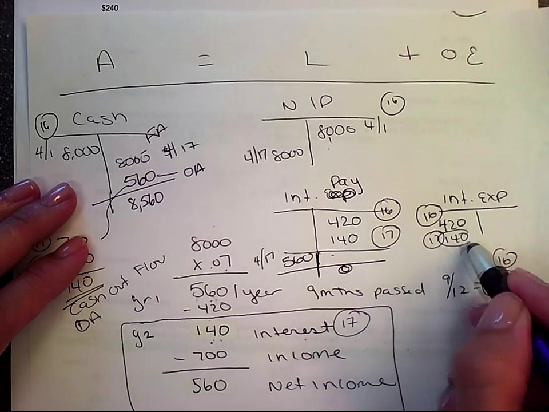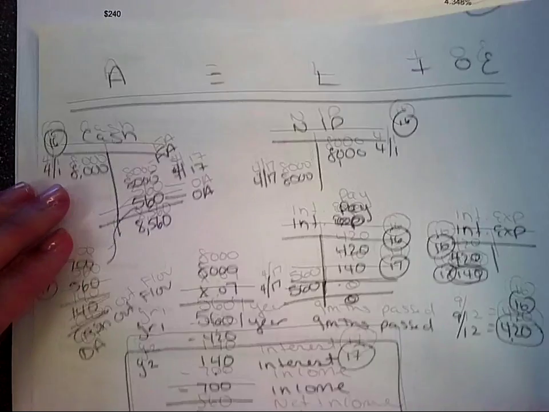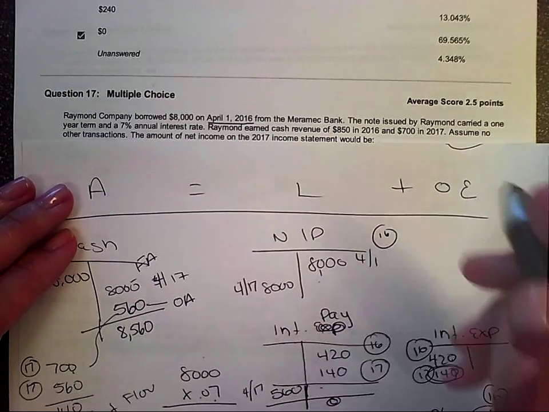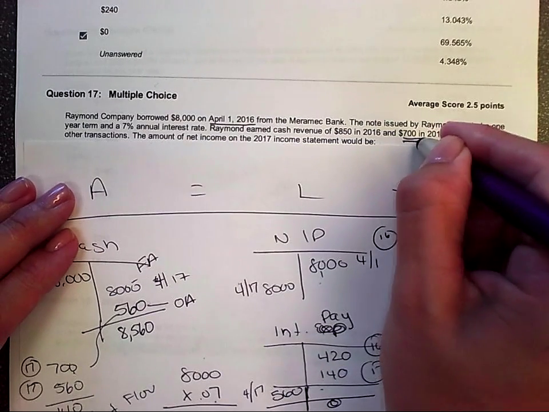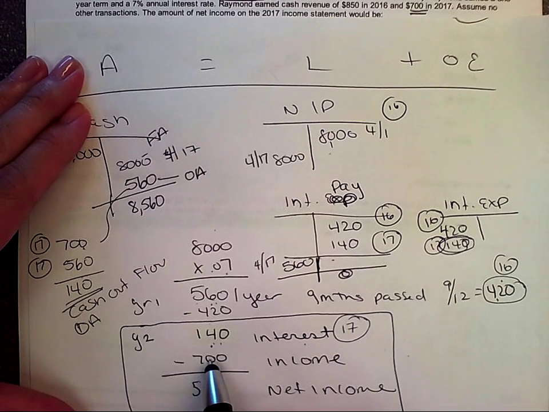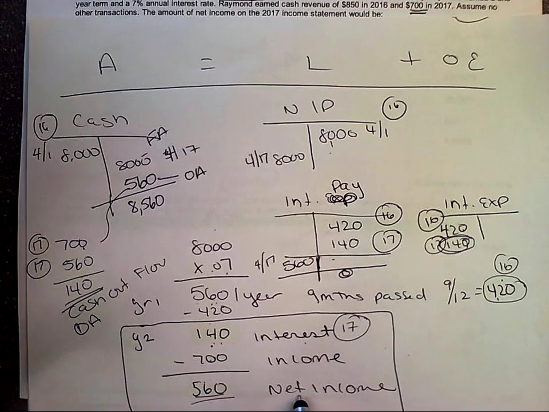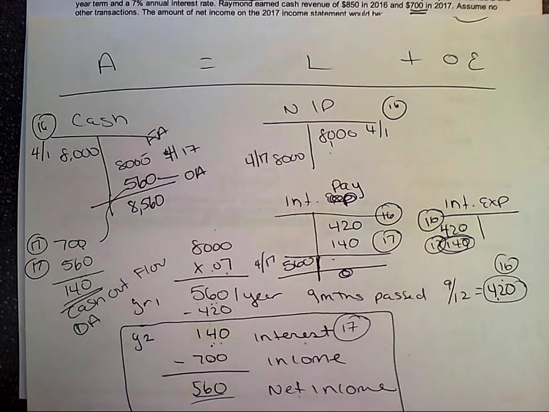So here was my expense for 17. And the problem told us that we had $700 in revenue in 17. So when you look at your income minus your expense, net income was 560. So when you're really putting all of this together, you're seeing that under accrual accounting, you could have different cash flows and different net incomes because of the accrual basis of accounting.